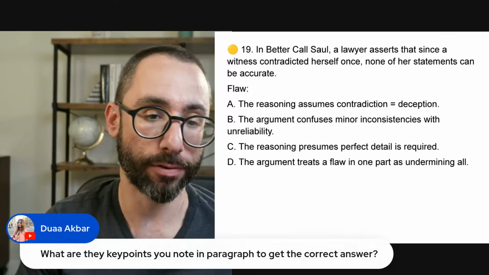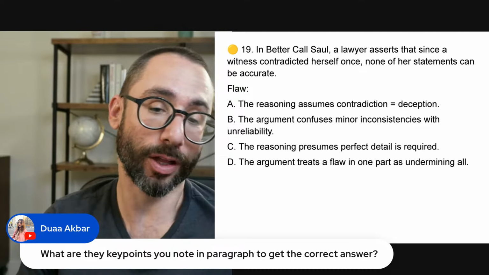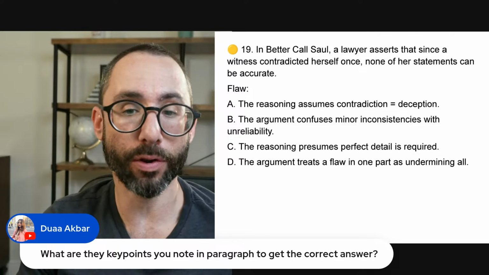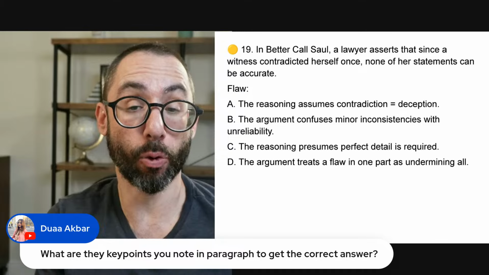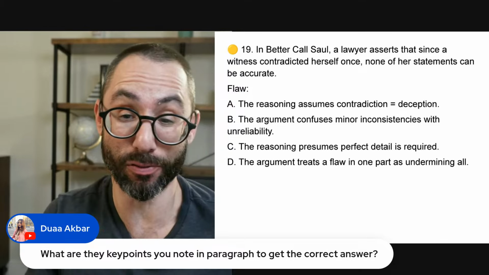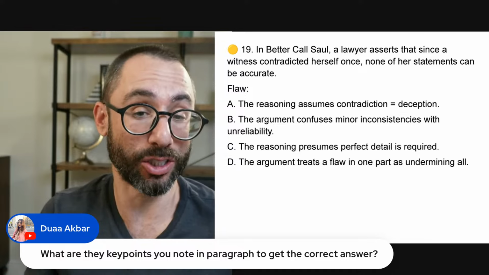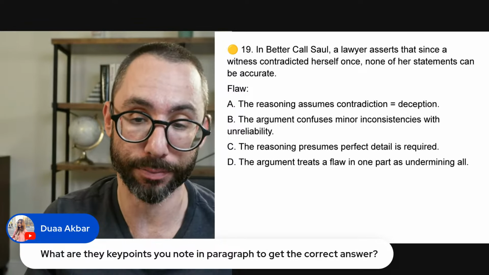Dua Akbar asks, what are the key points you note in the paragraph to get the right answer? Well, I basically look at what's the evidence, what's the conclusion, and what's the gap between the two. How is it possible for the evidence to be true, yet for the conclusion to be false? Because, of course, they're telling us it's flawed, meaning the conclusion does not logically follow from the evidence. There must be a gap or a problem in some way.